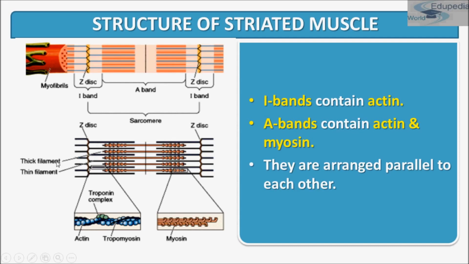See here in this diagram, this is the Z disc, this is again a Z disc, these are the thick filaments and these are the thin filaments. This is the troponin complex. Tropomyosin, when it gets attached with the actin, forms a troponin complex. I'll be teaching you in detail, but for the time being, just know that this is the zoomed view. This actin has a conjugated form of tropomyosin, which we call the troponin complex, and this is the myosin.